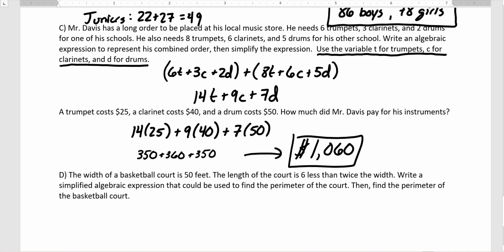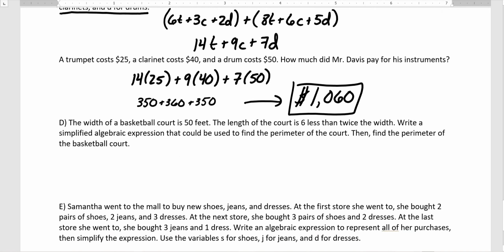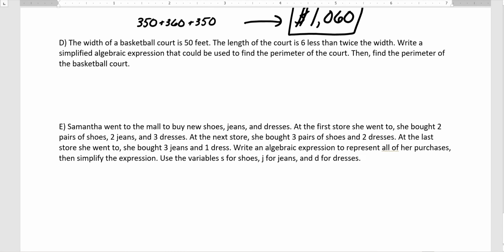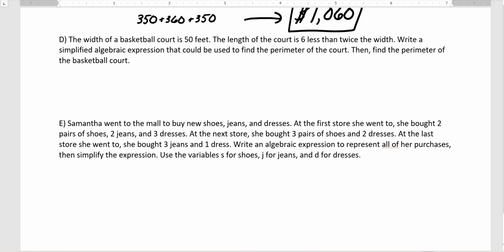How do we do? Raise your hands if you have any questions. If not, why don't you go ahead and try letter D. Try letter D and go ahead and pause the video and see how we do. All right, let's see how we did on letter D here.